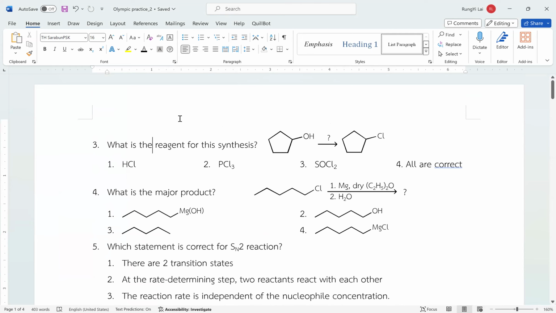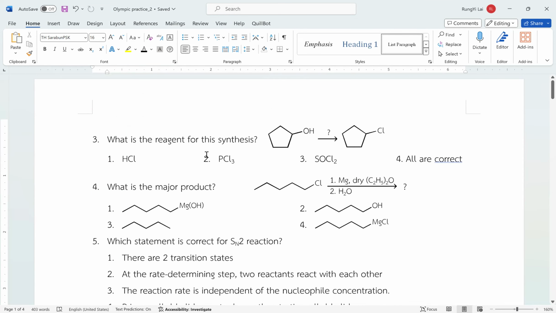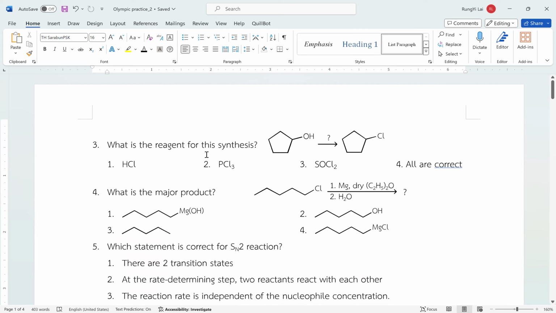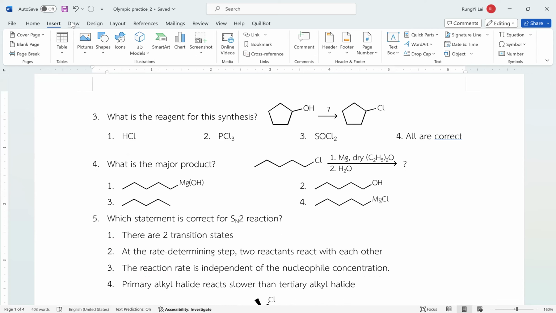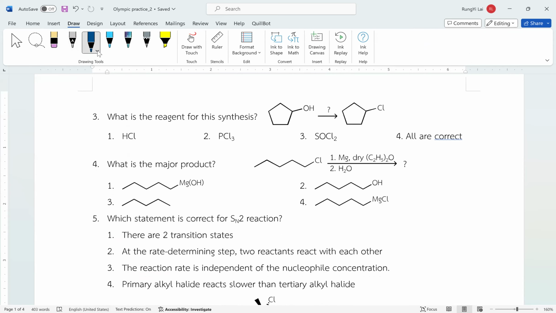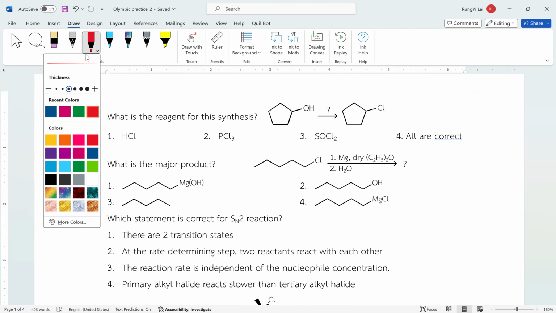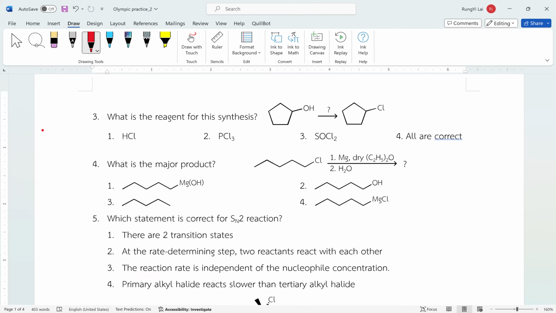Okay, so let's discuss the question. Like I said, when you take the exam this weekend, your exam won't be multiple choice. So this just helps you to review everything. So you can see the first reaction.